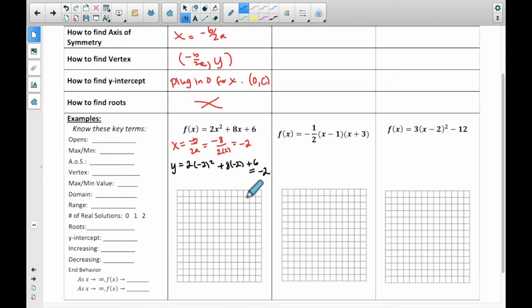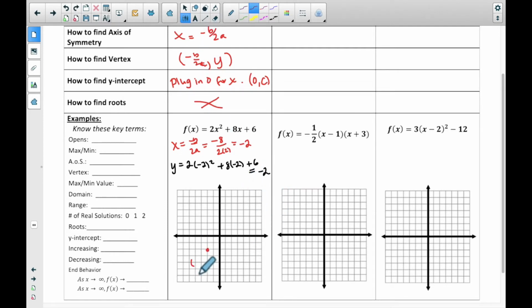Okay, now that I have these, I'm going to go ahead and start graphing them. Okay, so I'm going to plot my point negative 2 down here. I'm going to draw in my axis of symmetry. And now we have some options. Well, we need to do a couple other things. First of all, we know that our y-intercept is at 0, 6, so I can go there. And if I have a point there, I can reflect that over here. We didn't talk about how to find roots. We haven't learned that yet. If we did know that, we would put them in, but we don't know that.